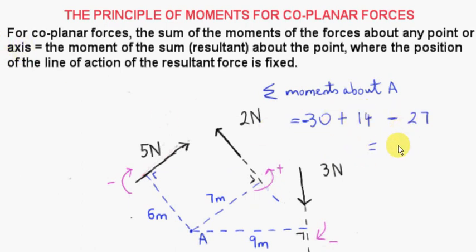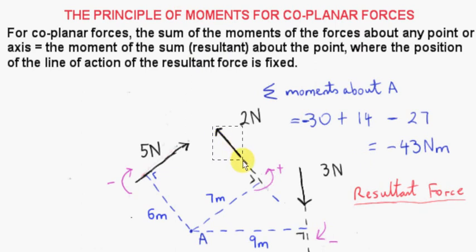Anyway, if you put these numbers together, you get minus 43 Newton meters. If we reverse the sign convention, we would have plus 43 Newton meters. Now let's look at the resultant force. Let's just see the geometrical construction of the resultant force.